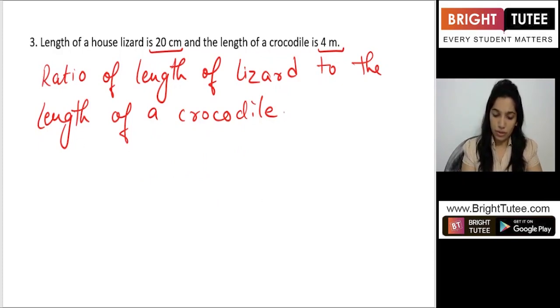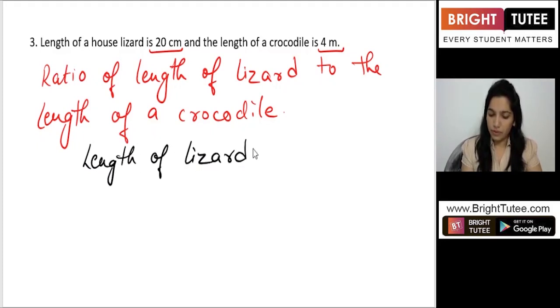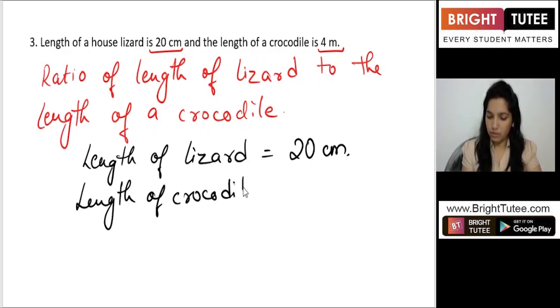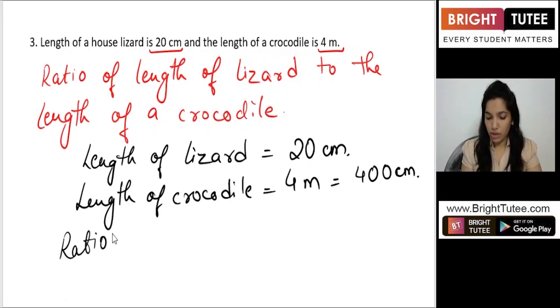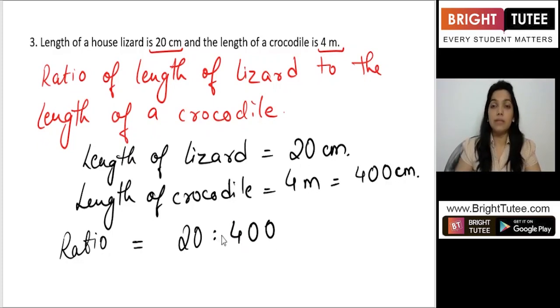Okay, so here we know that length of lizard, it is given as 20 centimeters, right? Then the length of crocodile, it is given 4 meters. So I can write 4 meters as 400 centimeters. Why? Because in 1 meter we have got 100 centimeters. Now I can write the ratio. What is the ratio? Ratio of the length of lizard to that of the length of crocodile is equal to 20:400. I hope this is clear.